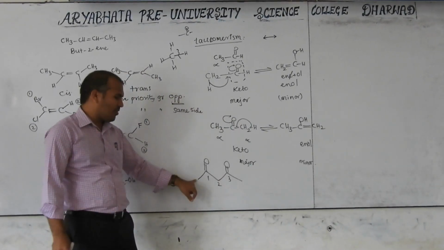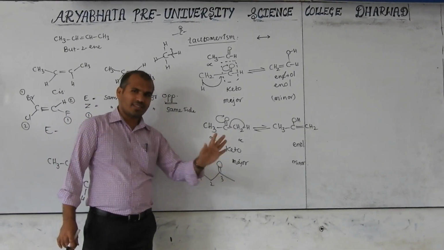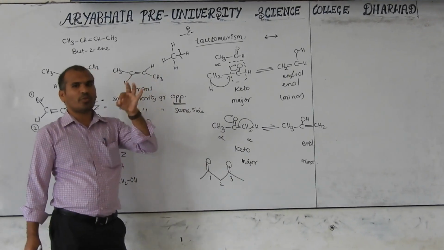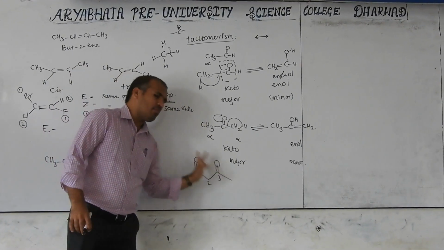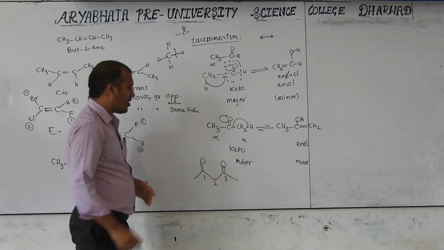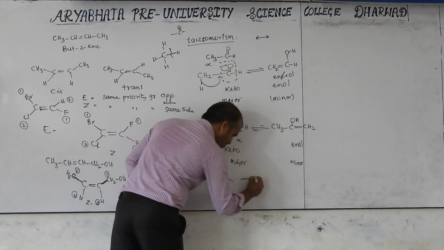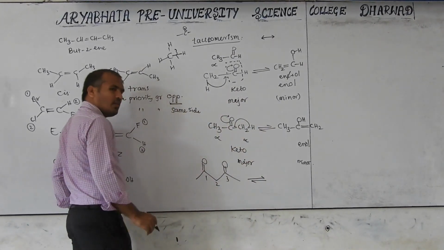If IUPAC numbering starts 1, 2, 3, 4 like this, so that is not relevant. Only for the purpose of indicating the keto group I denoted this number. Okay? Very clear. Now, what are the possibilities?